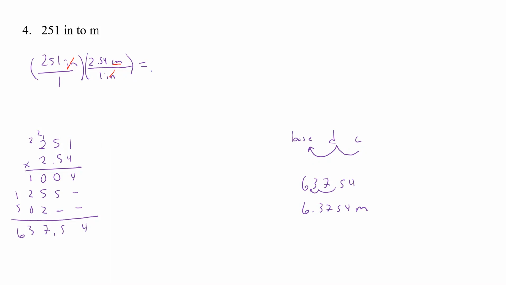Now, what do we want this in? Do we want it in the whole thing? That would be approximately 6.3754 meters. Or if we round to the nearest tenth, that's going to round that up to 6.4 meters approximately. So again, depending on if we want all the decimal places or if we needed to round it to the nearest tenth. Okay.